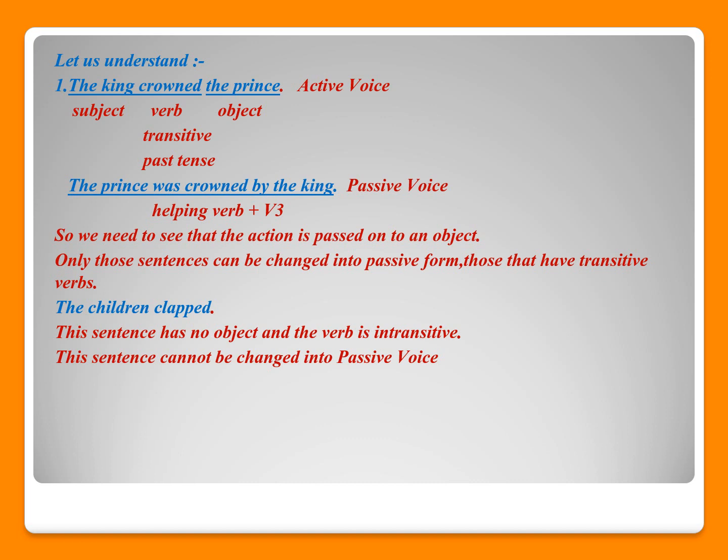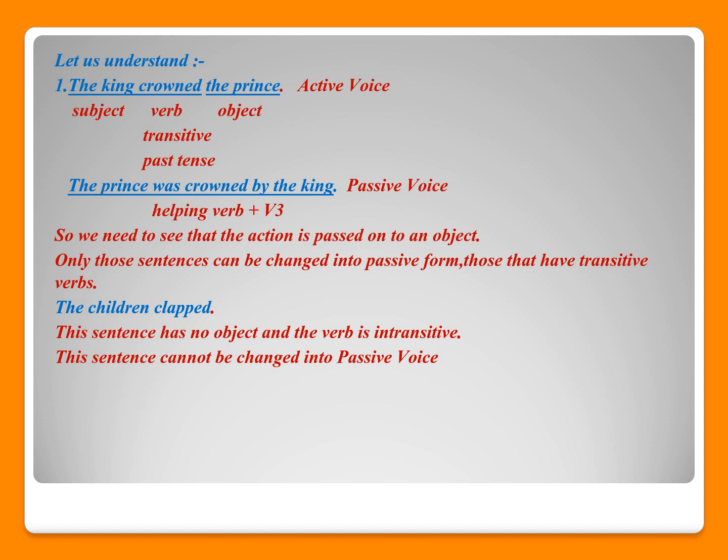The king crowned the prince. This sentence is in active voice. The king is the subject. Crowned is a verb, and since this sentence has got an object after the verb, this is a transitive verb, and the verb crowned is in past tense. The prince is the object.